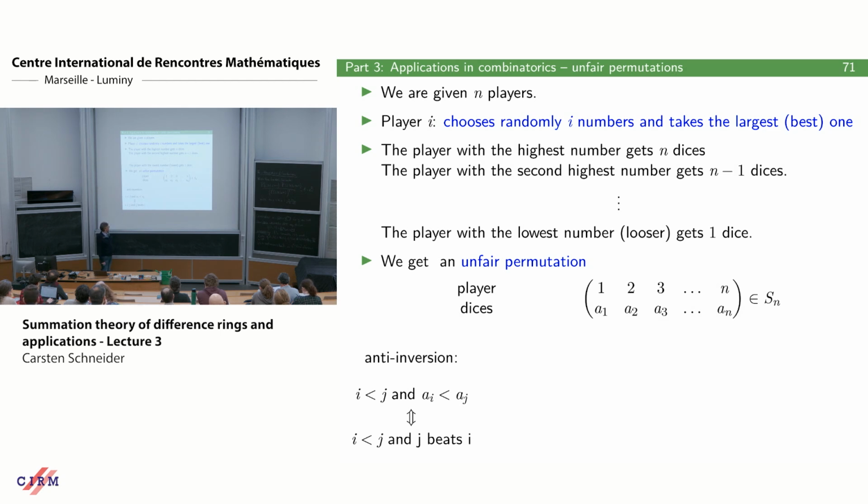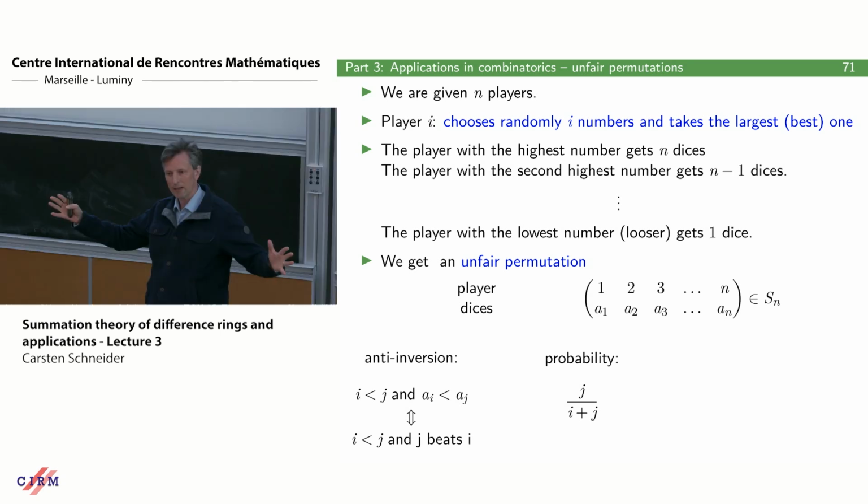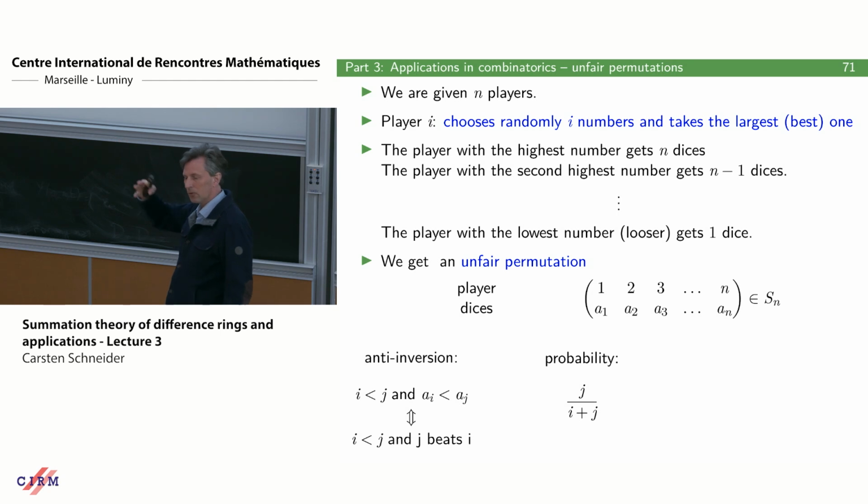Okay, and now you can ask what is the probability. That's also easy. So if i and j both choose different numbers, there are i plus j numbers, and player j gets j numbers to choose. So the chances are higher that he gets a higher number, and he precisely takes j numbers, the other player only i numbers. So this is the probability that player j will win.